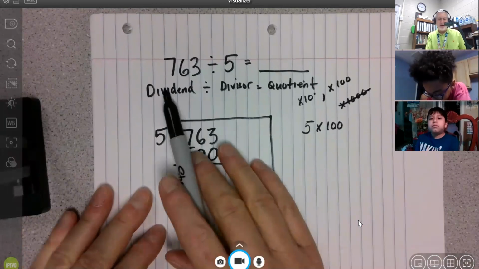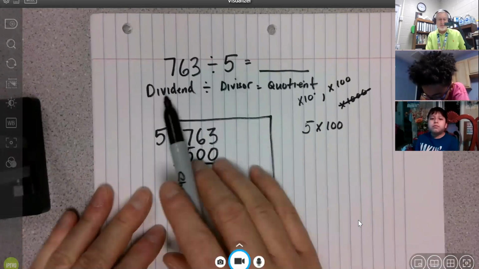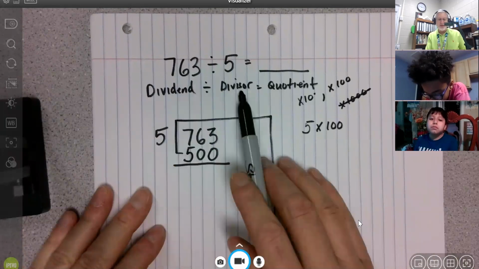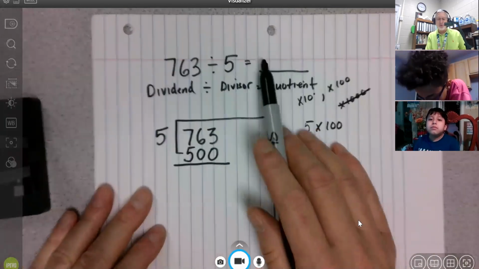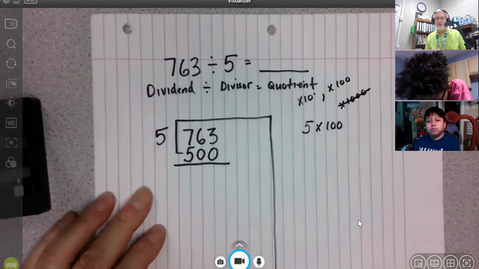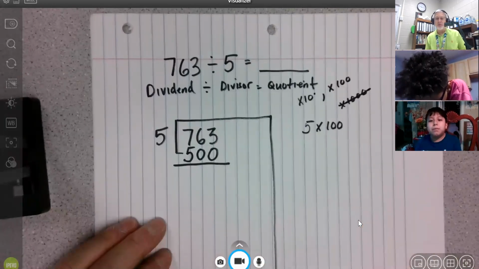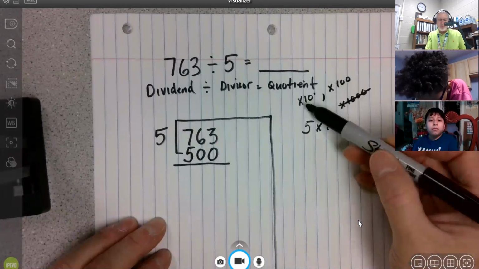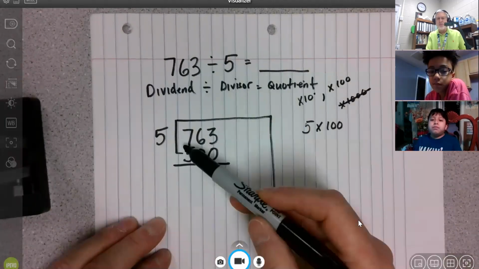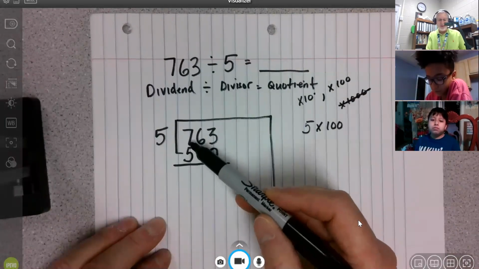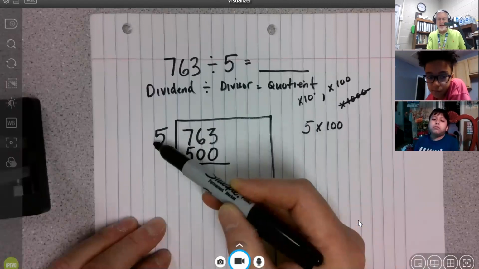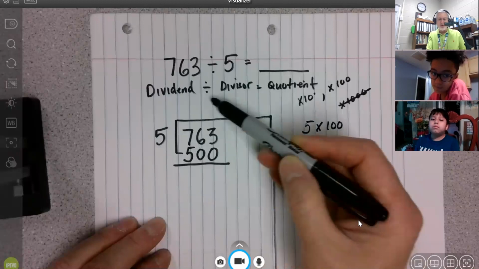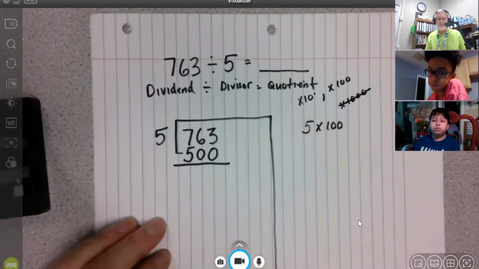We know that in our division problem, our first number is called our dividend. Our second number is called our divisor. And our third, which would be our answer, is called the quotient. Just want to make sure you know those vocabulary words. And over to the right, I went ahead and put our division symbol and put the 763 inside the division symbol, the 5 on the outside, and our quotient we don't know yet, and that's our answer.